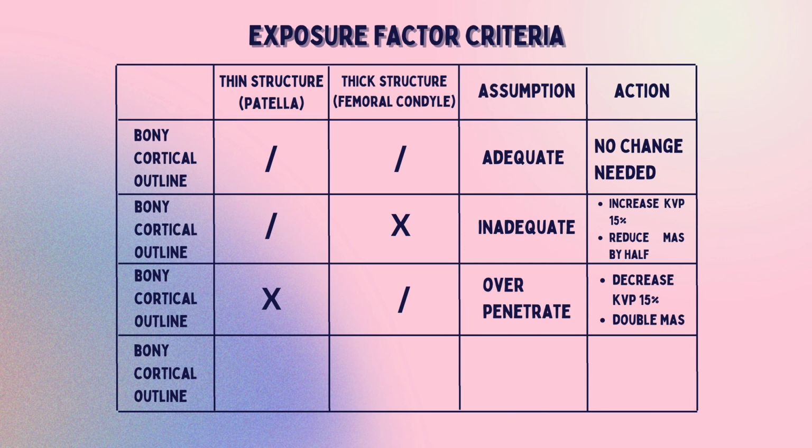And, lastly, if both the bony cortical outline of the thin structure, which is the patella, and the thick structure, which is the femoral condyles, are not visualized, it also means that the penetration or kVp used for the radiograph is too much. Therefore, the kVp used must decrease by 15%.